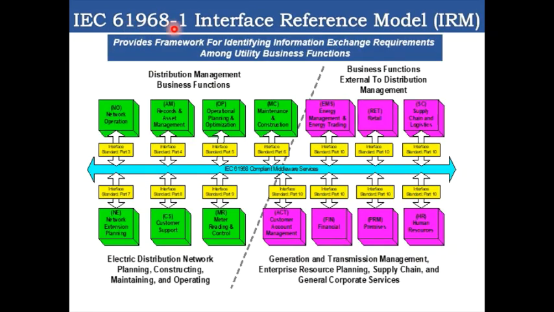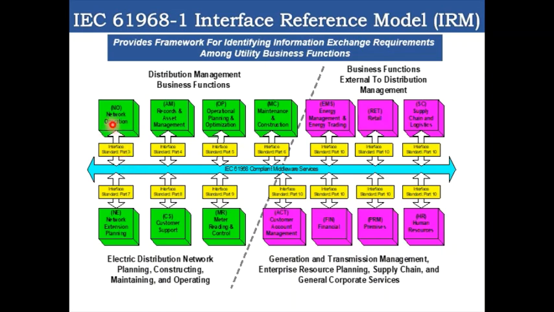IEC 61968-1, that is the interface reference model. This interface reference model provides the framework for identifying the information exchange requirements among various utility business functions. Now you can see that in the middle you will have the middleware, which is nothing but the enterprise service bus, and now we have various software applications related to the distribution system. Then we have various standard interfaces which will define how the particular application will exchange data to the middleware.